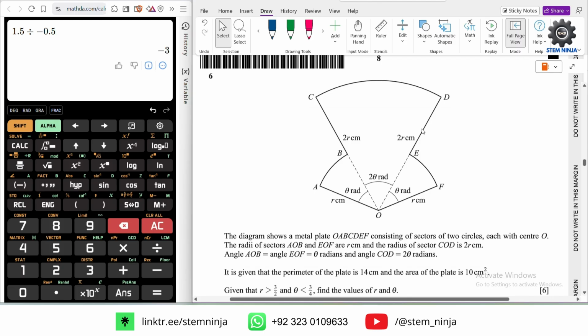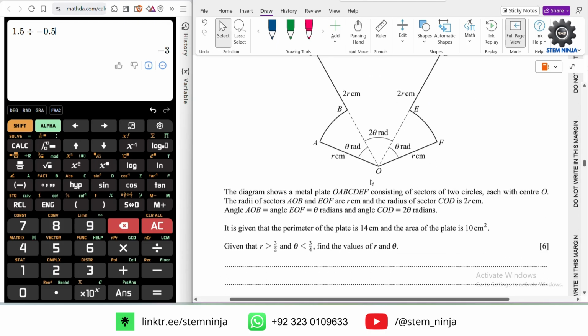Question number 6. The diagram shows a metal plate O, A, B, C, D, E, F consisting of sectors of two circles, each with center O. The radii of sectors AOB and EOF are r centimeters, and the radius of sector COD is 2r centimeters. Okay. It is given that the perimeter of the plate is 14 centimeters and the area of the plate is 10 centimeters squared. Given that r is greater than 3 by 2 and theta is less than 3 by 4, find the value of r and theta.